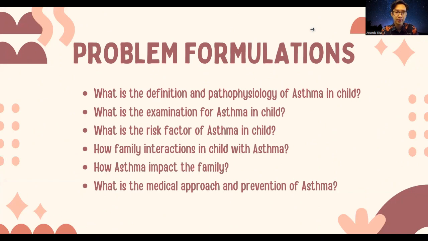I will continue with the problem formulations. Number one, what is the definition and pathophysiology of asthma in child. Number two, what is the examination for asthma in child. Number three, what is the risk factor of asthma in child. Number four, how are family interactions in child with asthma. Number five, how does asthma impact the family. And the last one, what is the medical approach in prevention of asthma.